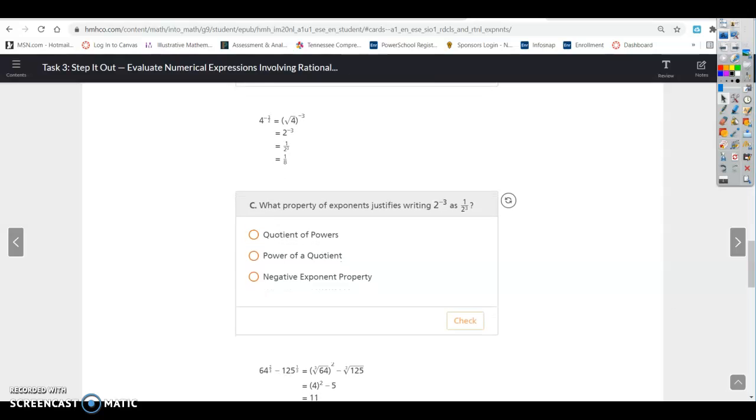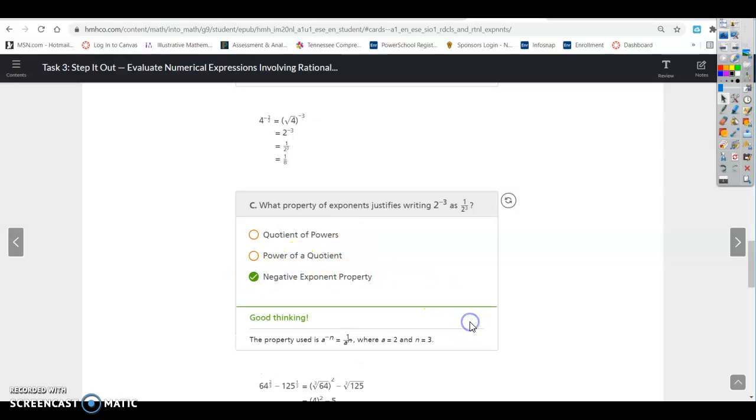All right, so if you have 4 to the negative 3/2 power, that's going to be the square root of 4 raised to the negative 3rd power. Square root of 4 is 2. 2 to the negative 3 power. Remember, a negative exponent can be moved to the bottom, properties of exponents. So 1 over 2 cubed, and 2 cubed is 8. So 1/8 would be your answer there. What property of exponents justifies writing 2 to the negative 3 power as 1 over 2 cubed? And that's your negative exponent property.